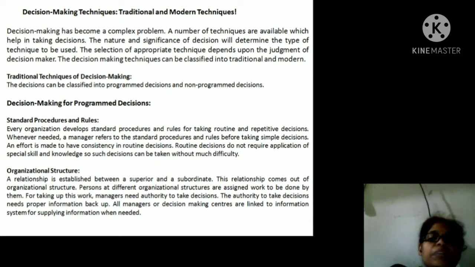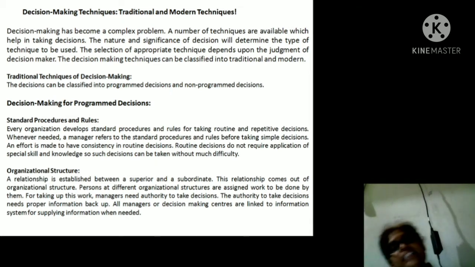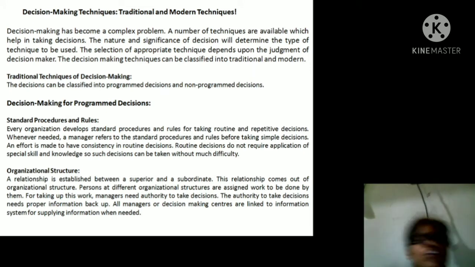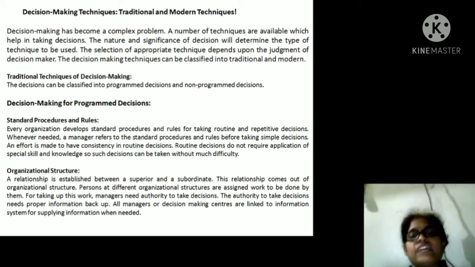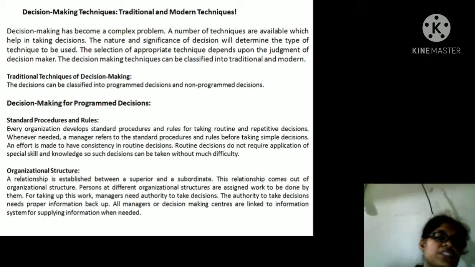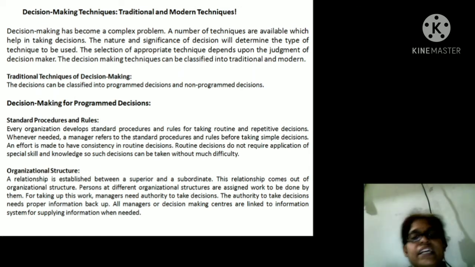Now, decision making for programmed decisions uses standard procedures and rules. Every organization develops its own standard procedures and rules for taking routine and repetitive decisions. Whenever needed, a manager refers to the standard procedures and rules before taking simple decisions. Every organization has its set of rules, procedures and policies which are standard, and accordingly the decisions are made.